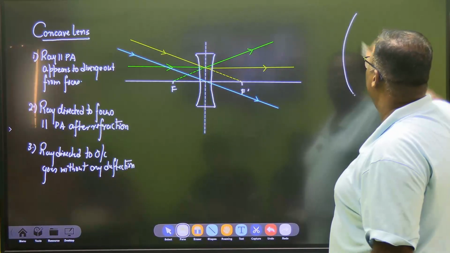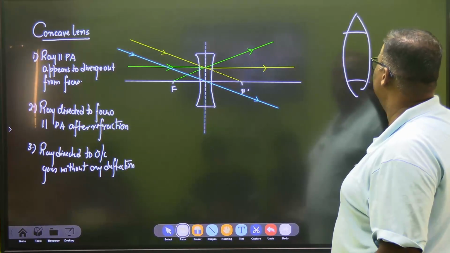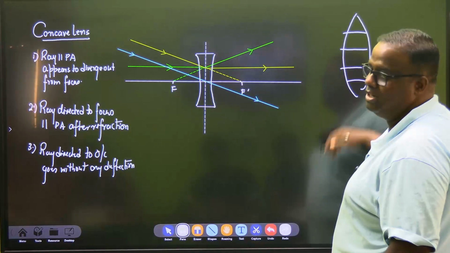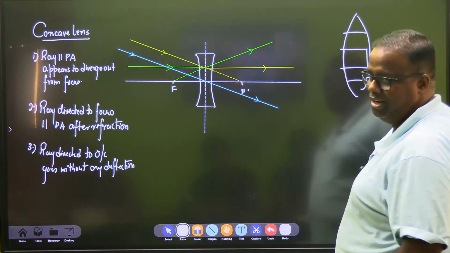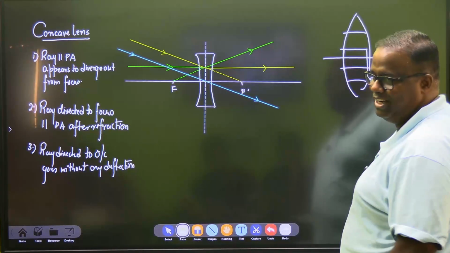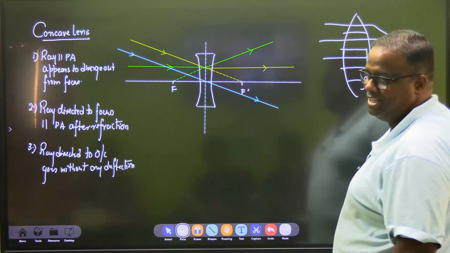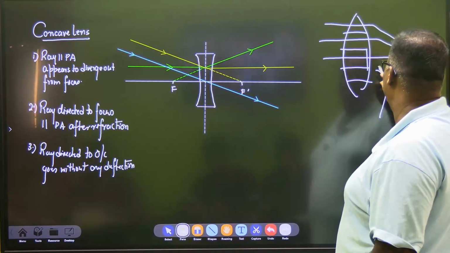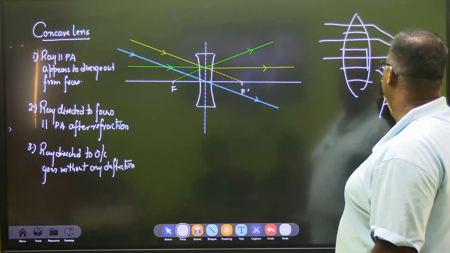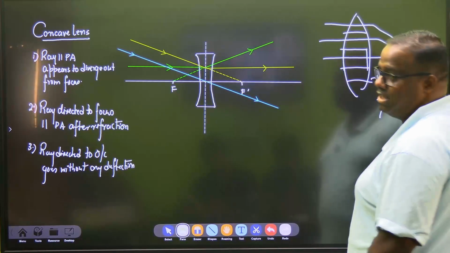Think, what is a convex lens? Prisms, half trapezoidal, and a glass slab in the middle. In the glass slab the ray always goes straight. Here it will always go this way, and here it will always go this way. Whereas your concave lens is what? An inverted prism and a normal prism. So it will always go towards the base. This is the logic.